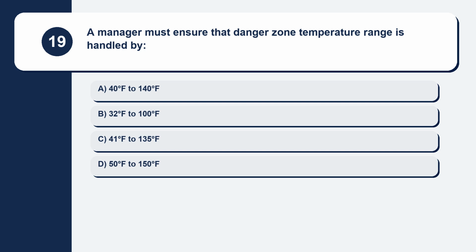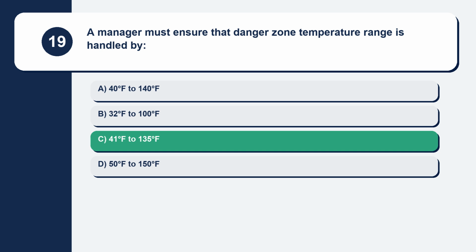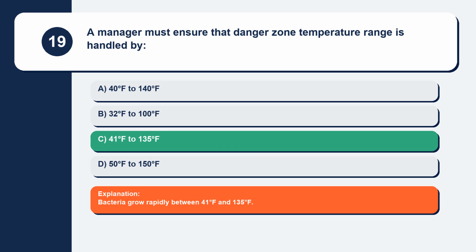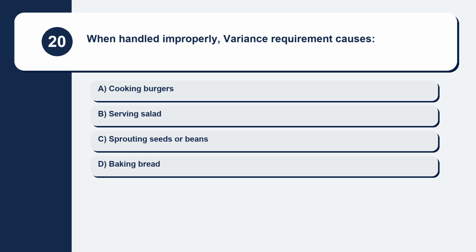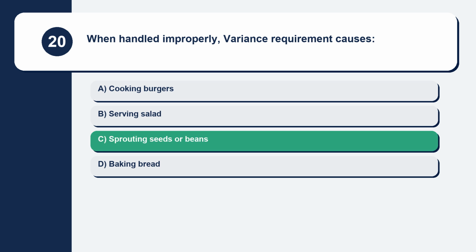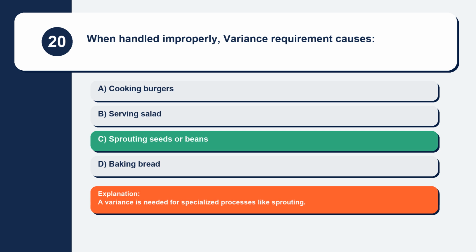Question 19. A manager must ensure that danger zone temperature range is handled by 40 degrees Fahrenheit to 140 degrees Fahrenheit, 32 degrees Fahrenheit to 100 degrees Fahrenheit, 41 degrees Fahrenheit to 135 degrees Fahrenheit, 50 degrees Fahrenheit to 150 degrees Fahrenheit. Bacteria grow rapidly between 41 degrees Fahrenheit and 135 degrees Fahrenheit. Question 20. When handled improperly, variance requirement causes cooking burgers, serving salad, sprouting seeds or beans, baking bread. A variance is needed for specialized processes like sprouting.